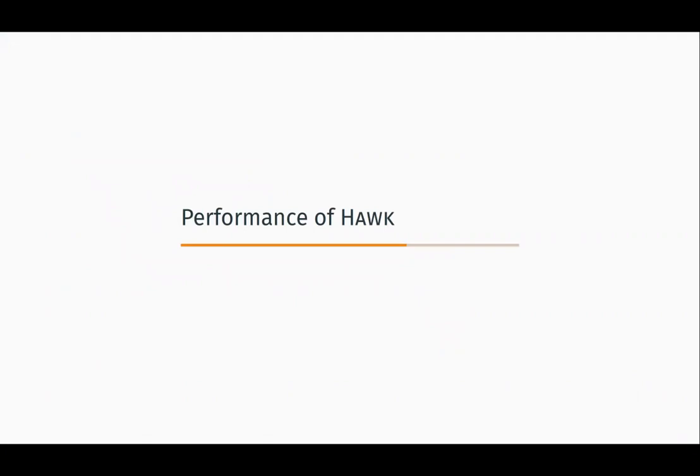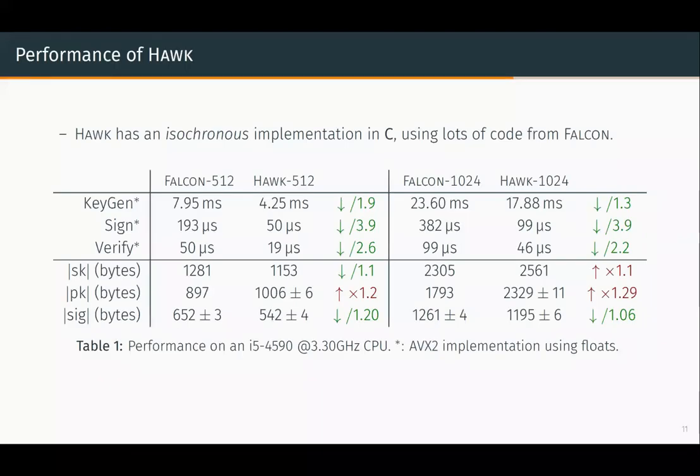So how does it perform? We wrote the implementation in C using some parts of Falcon. And this is isochronous, so almost constant time, except for the encoding and decoding of the signatures and public keys. And as you can see, everything is almost twice as fast as Falcon. And the signatures are 20% smaller. And this is in the case of a processor having AVX2 support. So that's high-end devices or just normal desktop PCs.